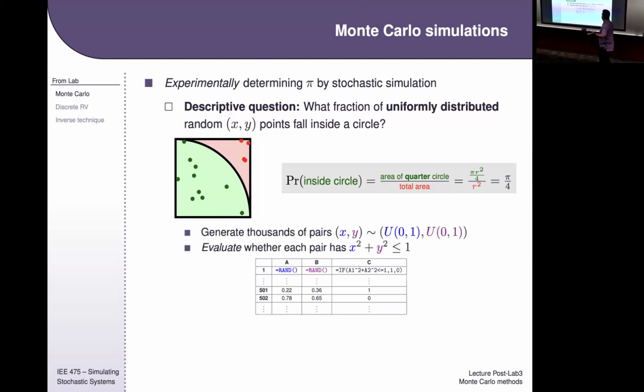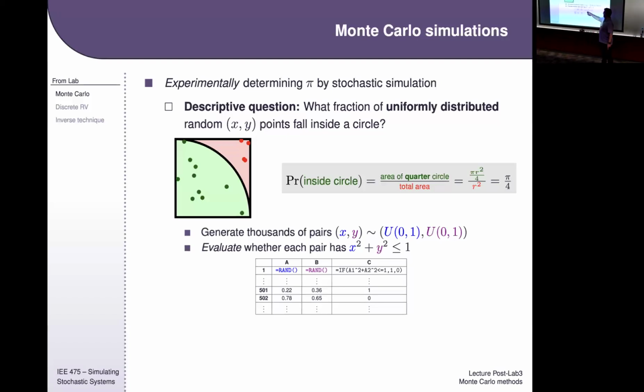Multiply by 4, I got pi. And that's basically what we can do. And so you can generate a bunch of random numbers between 0 and 1, another bunch of random numbers between 0 and 1, call this x, call this y, and that's basically throwing a dart at a dartboard. And then we can say, did that dart land inside the circle or not?